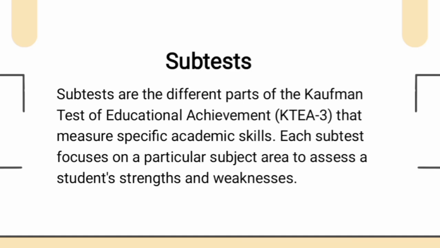Subtests. Subtests are the different parts of the Kaufman Test of Educational Achievement that measure specific academic skills. Each subtest focuses on a particular subject area to assess a student's strengths and weaknesses. Each subtest provides insight into a specific area of academic performance. The results help teachers and specialists identify learning strengths and challenges.